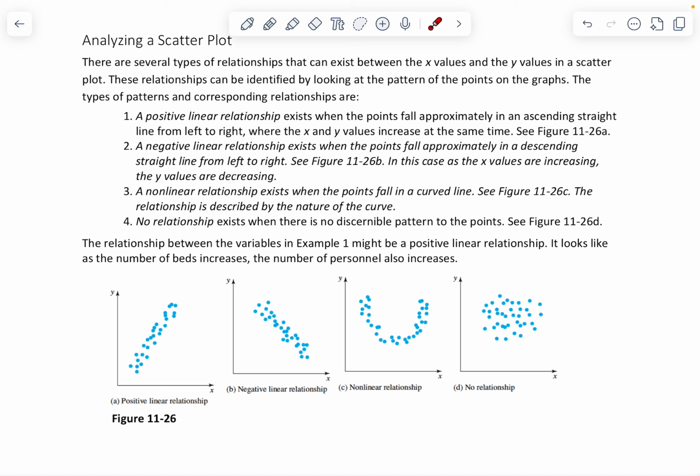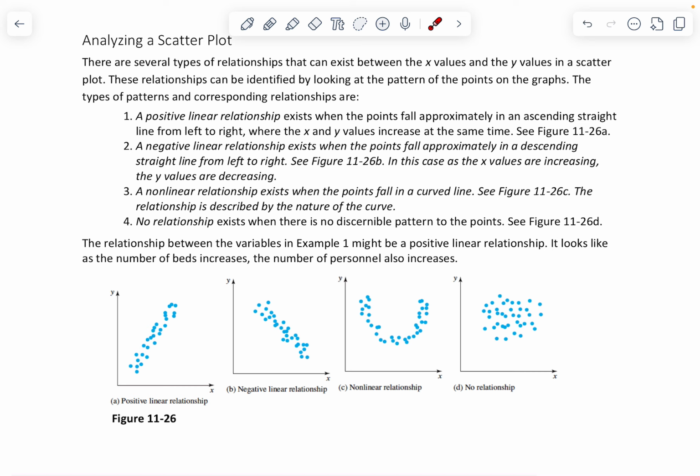And then we could have something like 11.26d here, where really no relationship exists, where we just see a randomized bunch of dots, but there's no discernible pattern to the points, like 11.26d here.